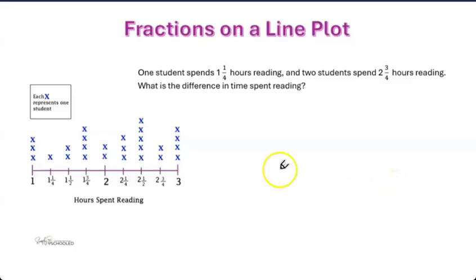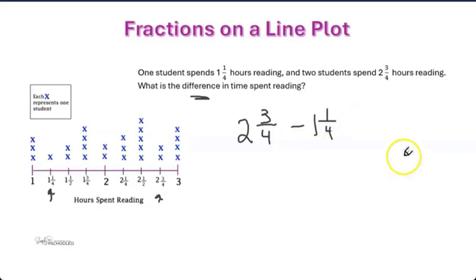Let's look at another example. In this same line plot, it says 1 student spends 1 1/4 hours reading, and you see that right here. And 2 students spend 2 3/4 hours reading, which is right here. What is the difference in time spent reading? Well, we know the difference means subtraction. And so the ones that read 2 3/4 hours read for 2 3/4, and the other child read 1 1/4. So we just have to subtract.